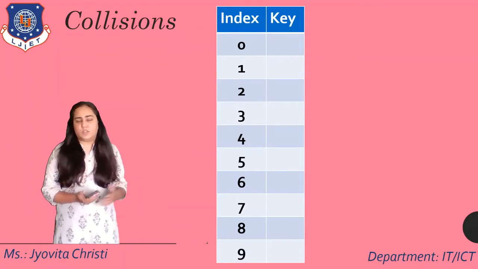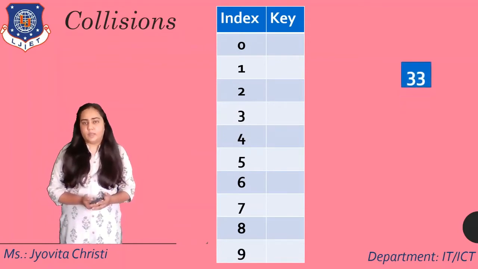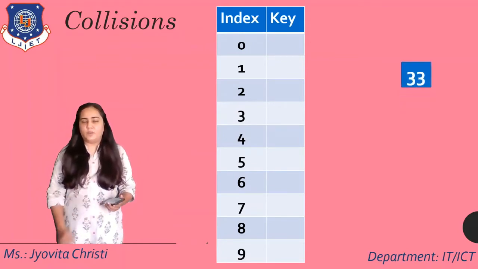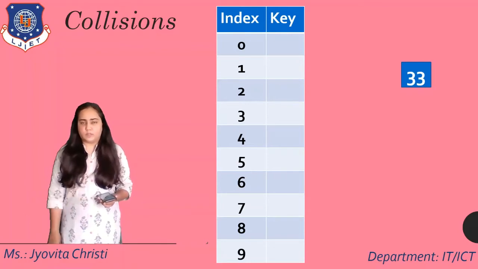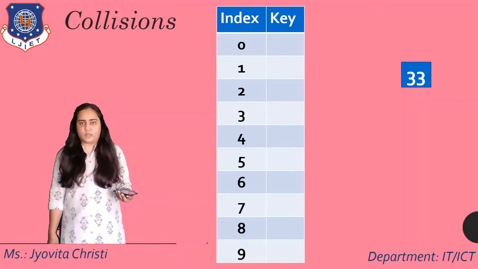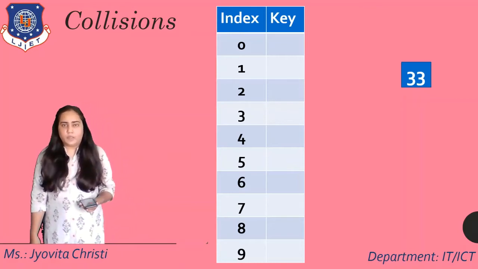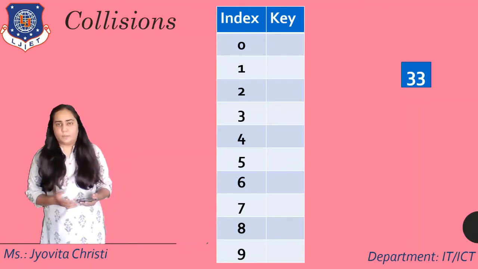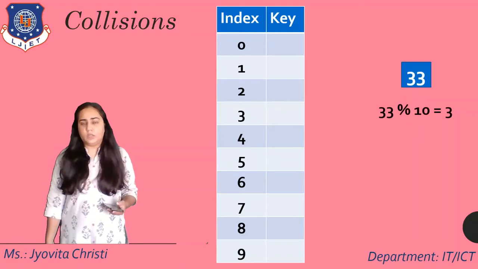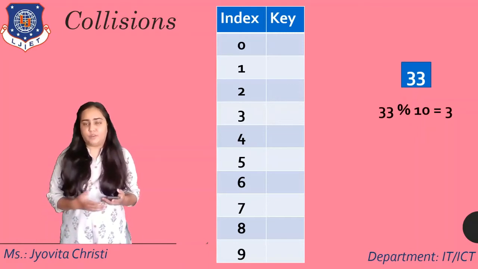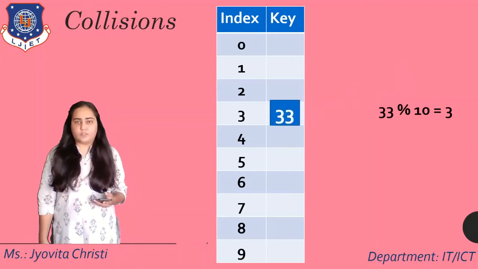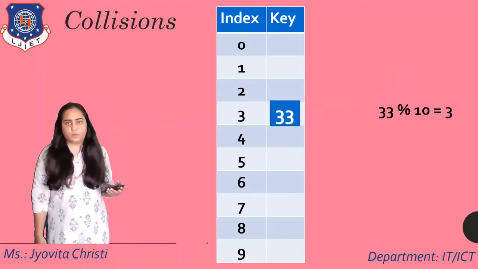So let's take a hash table of size 10. And now I'm going to use for all these purposes the division method because that's the easiest one. And because the size is 10, I just have to worry about the last digit of my key. So 33 is the key that I want to store, which means I'm going to do 33 modulo 10, which gives me 3. And so 33 will get stored in the bucket 3.